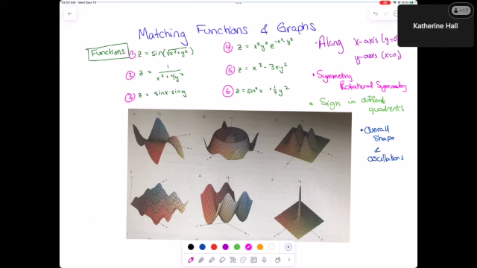So for number 1, I have sine of the square root of x squared plus y squared. So it should look like a sine wave rotated around the z-axis. Does anyone see a graph that looks like you took a sine wave and rotated it around the z-axis? B, can we see that sine wave rotated around? Now that square root inside there might do weird things, but because it's squared and then square rooted, it really does just give you a sine wave rotated around. So this one is number 1.